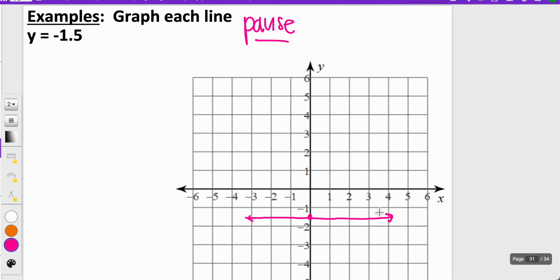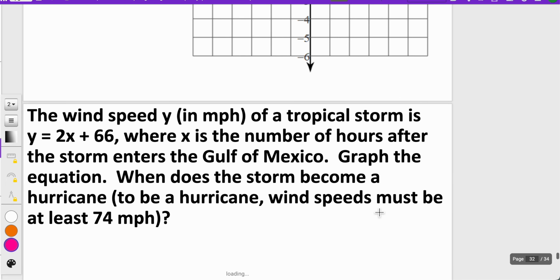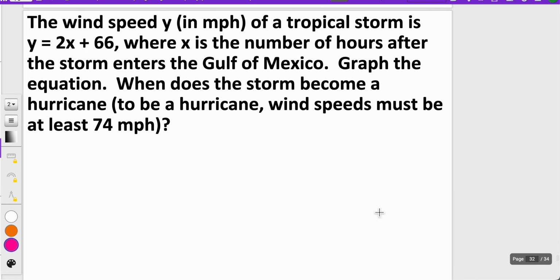Okay. On the back of your notes page, you also have some word problems. The first one talks about a tropical storm where here is your wind speed. y is equal to 2x plus 66, where x is the number of hours after the storm enters the Gulf of Mexico. We're going to graph this equation after we find out this one. It says, when does a storm become a hurricane?